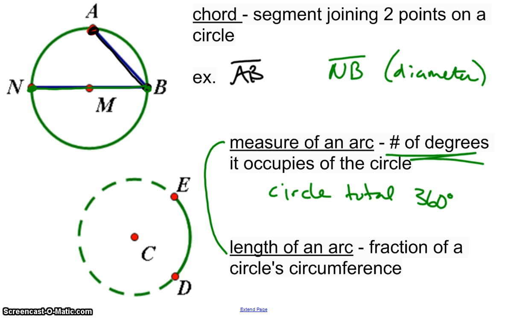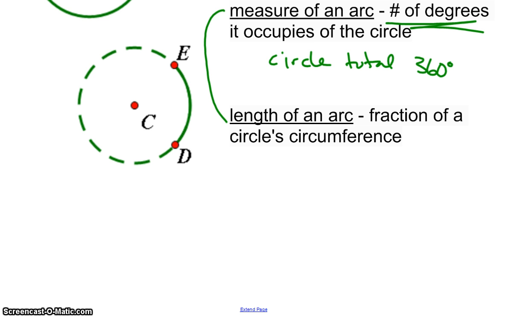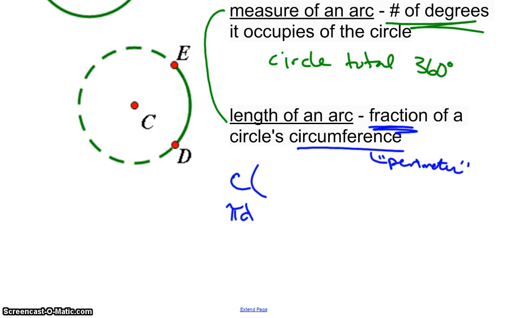When we're talking about the length of an arc, we're talking about the actual distance on the circle. And when we're talking about the distance on the circle or the circumference, we're talking about the perimeter of the circle essentially. And when we're talking about the length, we're talking about how far around the circle that arc is going, which is why it is the fraction of the circle's circumference. So we're going to find the circumference, whatever that circumference is, and then multiply it by the fraction, the measure of the arc over 360. How much of the circle is that arc taking up?